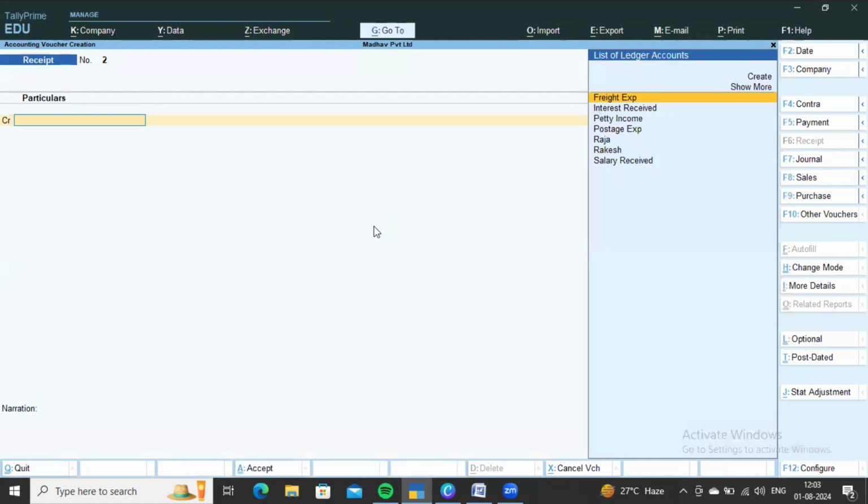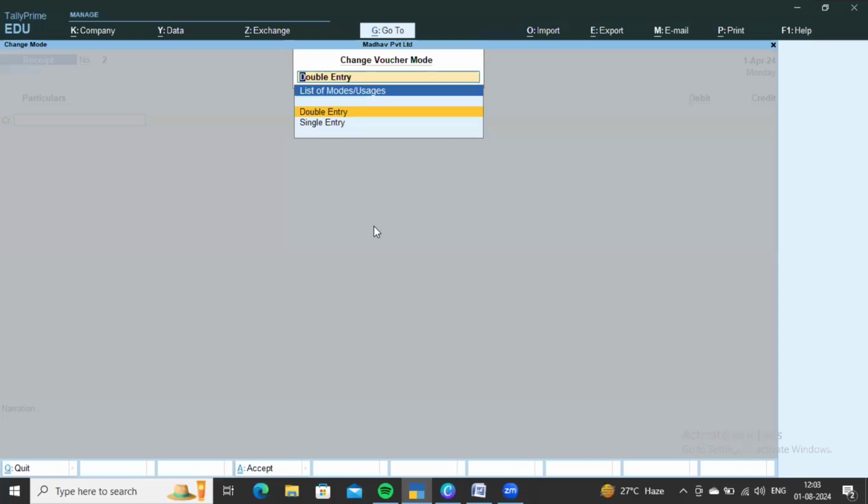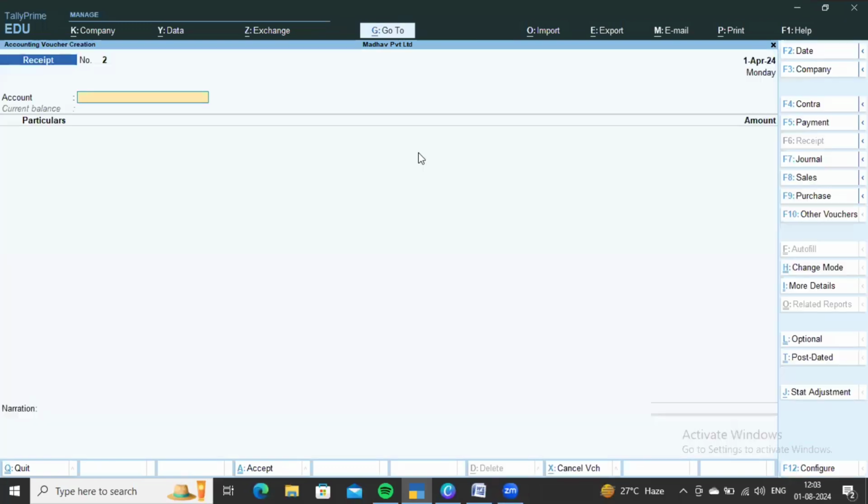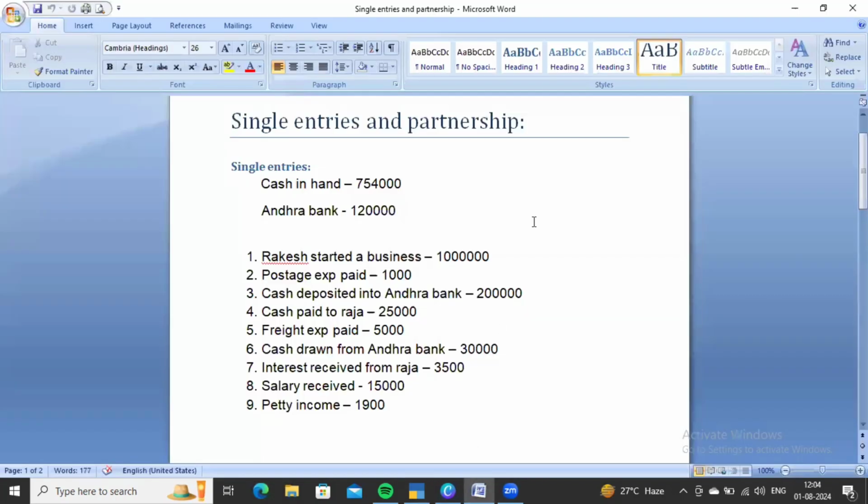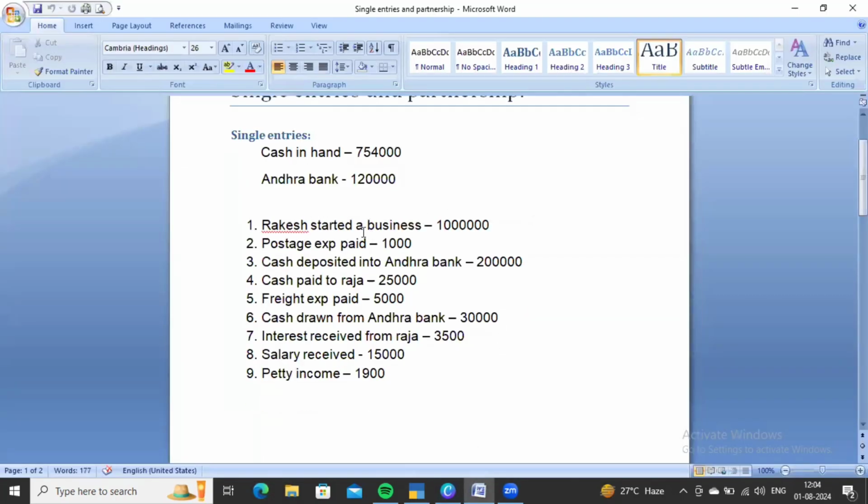Next, again press Ctrl+H on your keyboard to access the list of modes. Then go to single entry mode. As I told you earlier, single entry mode debits only a single account and credits multiple accounts. Here, this is nothing but the debit column and these are all credit particulars. Let me show you with an example. Here, these are the single entries that we are required to enter in vouchers by using single entry mode only.